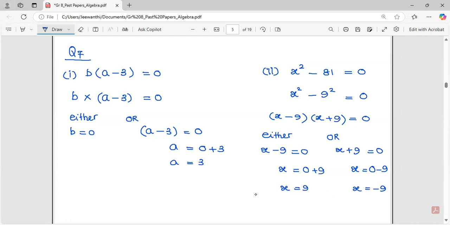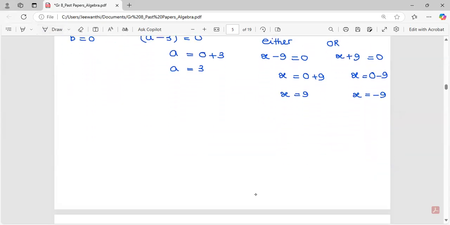I double checked whether I have written the correct thing. x squared minus 81 means x squared minus 9 squared. x minus 9 and x plus 9 equal to 0. When you have two brackets, it implies that in between we have the multiplication. When we are multiplying two items, if it gives you the answer 0, then either the first item should be 0 or the second item should be 0. The first item is x minus 9, and the second item is x plus 9. So it gives you 0 plus 9 or 0 minus 9. Then we will move to part 3.